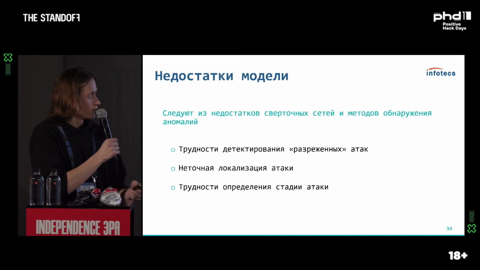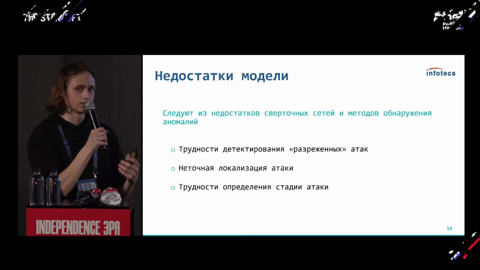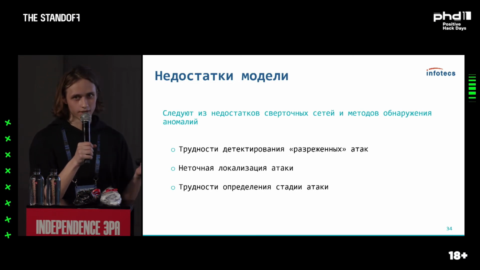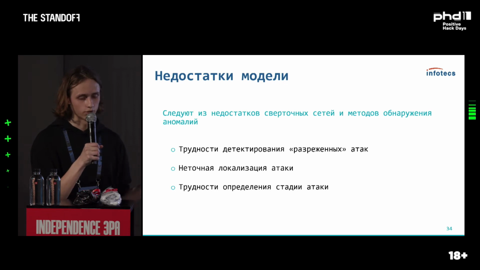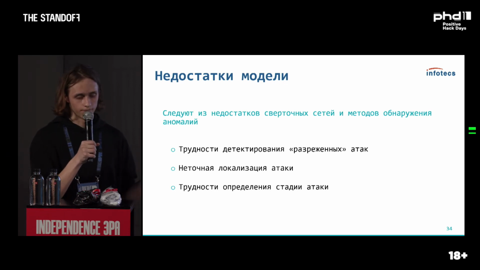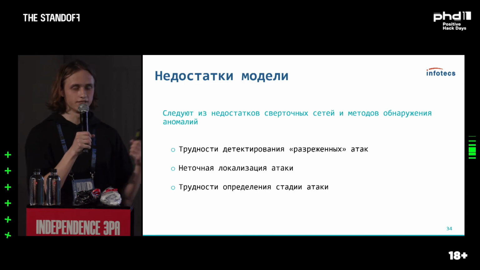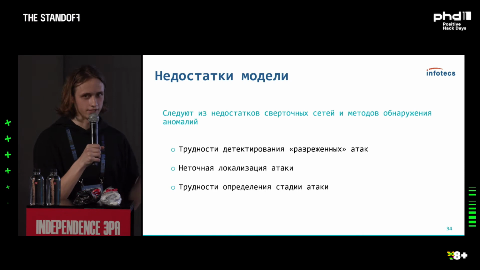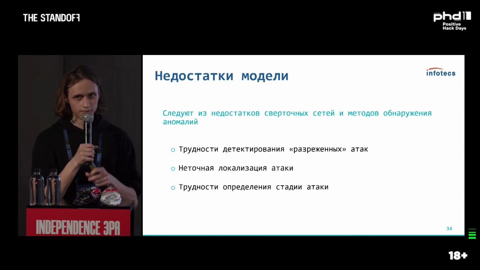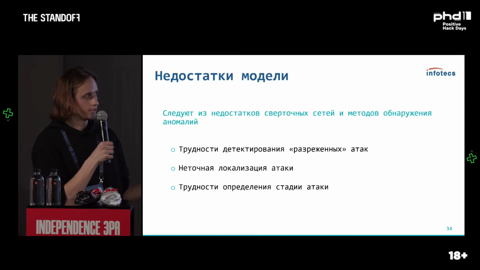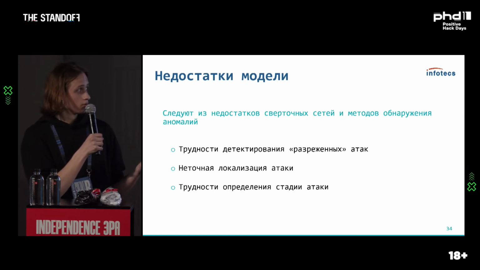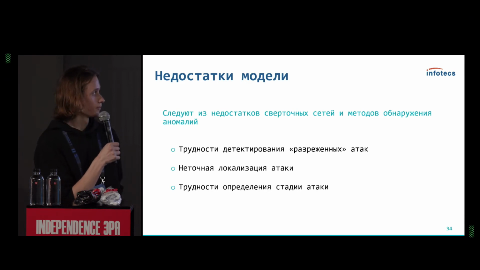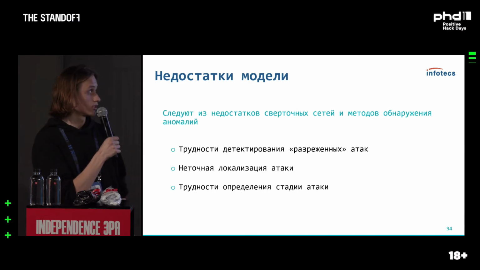Then we revealed a few disadvantages of the model. First of all, it's very hard to detect sparse attacks. If there are more sparse attacks, such abnormal activities will be diluted with normal activities. If there were 10 network sessions, but they were very sparsely scattered among 10,000 normal ones, we wouldn't be able to detect it because it's diluted and very sparse.